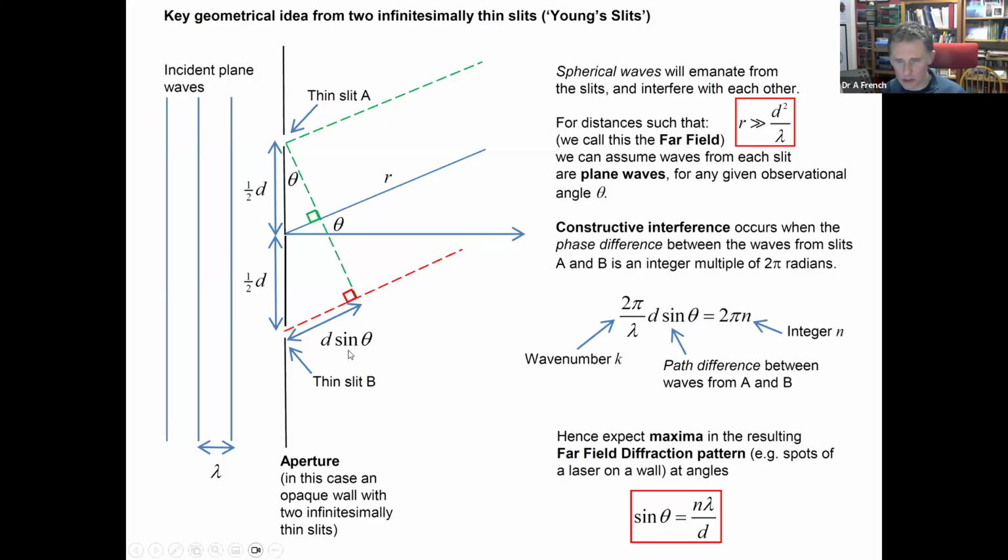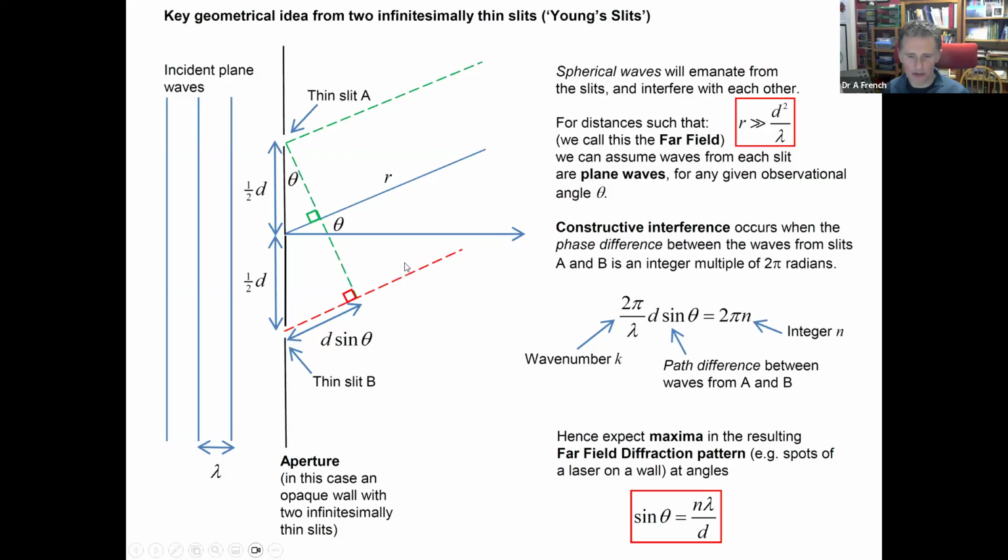And the pattern we always talk about is that if you're lots of wavelengths away from your slit, then the waves emanating from the bottom one travel d sine theta further than the waves from the top slit. And we're kind of assuming plane waves here. A long way away, the waves in every direction are kind of looking like plane waves. If you do a bit of trigonometry, if this angle here is theta, and that's d, that's going to be d sine theta. So if that is a whole number of wavelengths, you get constructive interference.